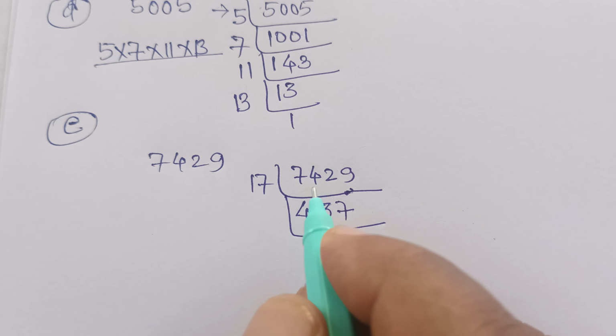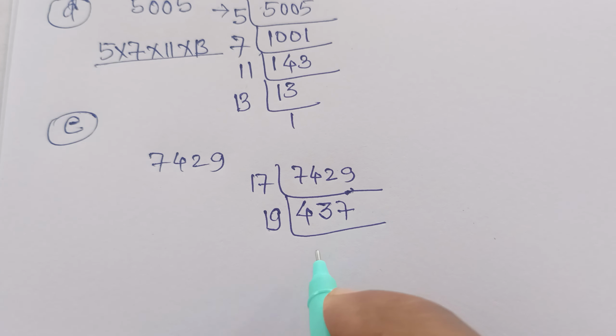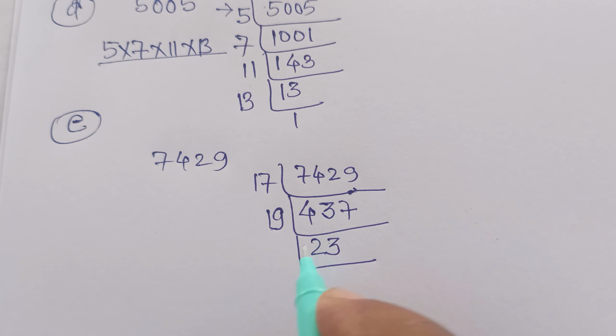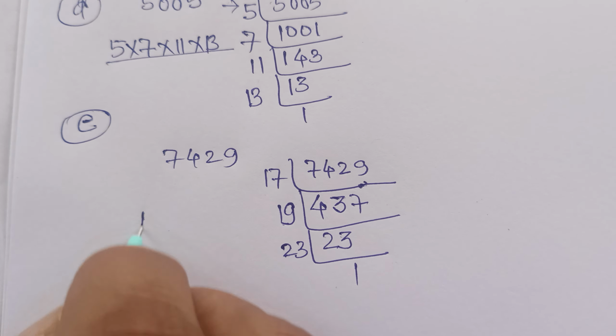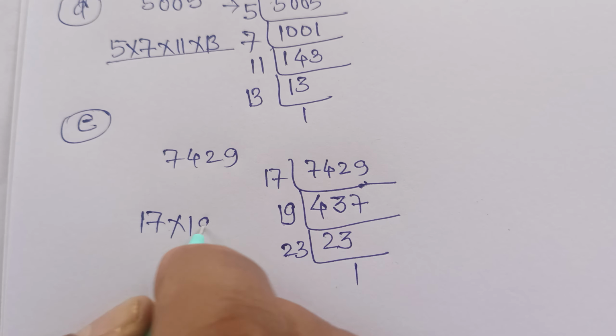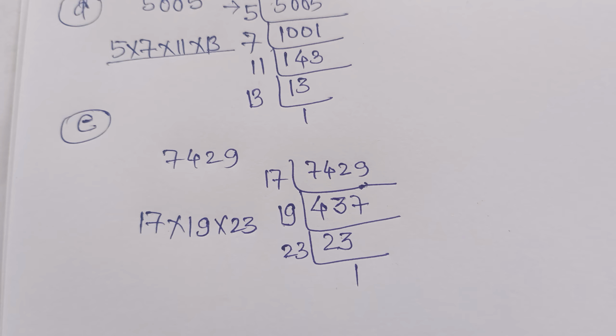Now you have to do 19. What is better to do with 19? Start with 19. 19 2 ja 38. Now 5 and 7. So 19 3 ja 57, correct. Now what you have to use? 23 into 23 only. So you can say 23 1 ja. So what should your answer be? Your answer is 17, 19 and 23. This is the prime factorization we did.